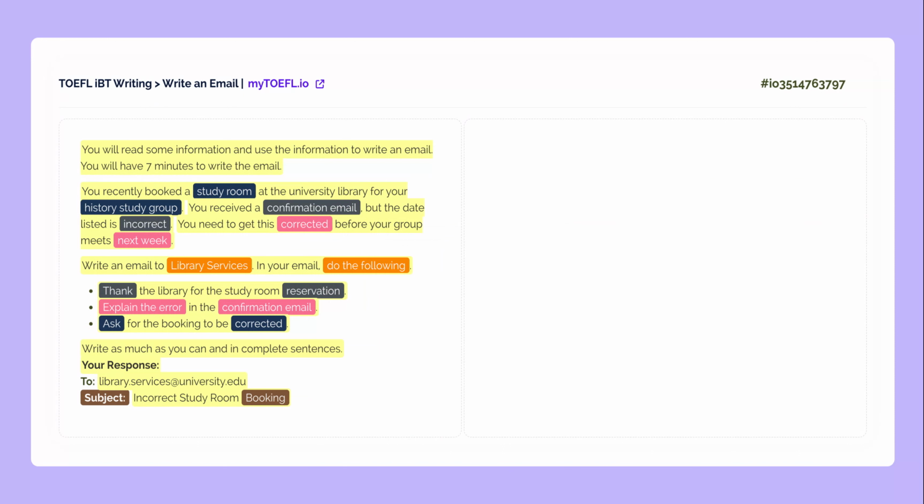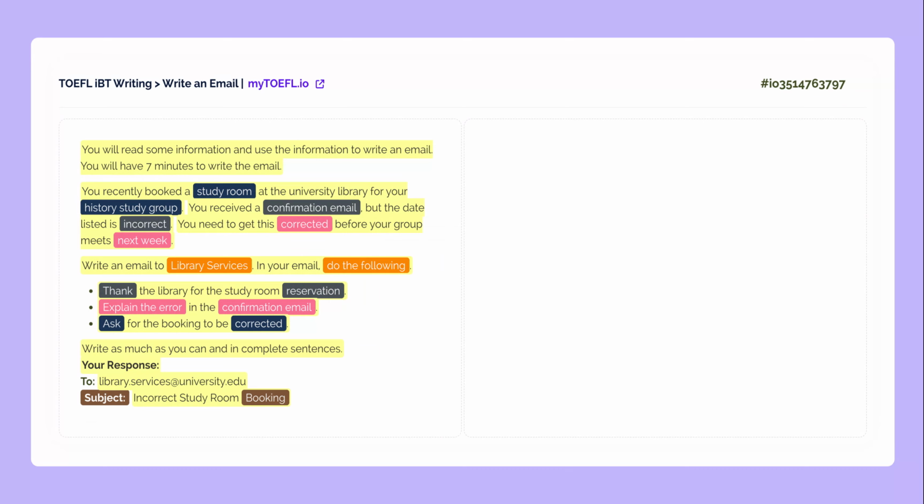To start your email, focus on a polite greeting and then immediately fulfill the first requirement by expressing thanks. This sets a professional tone right away. Think about how you would naturally start a conversation where you need help but also want to be appreciative. Let's look at how to do this effectively.